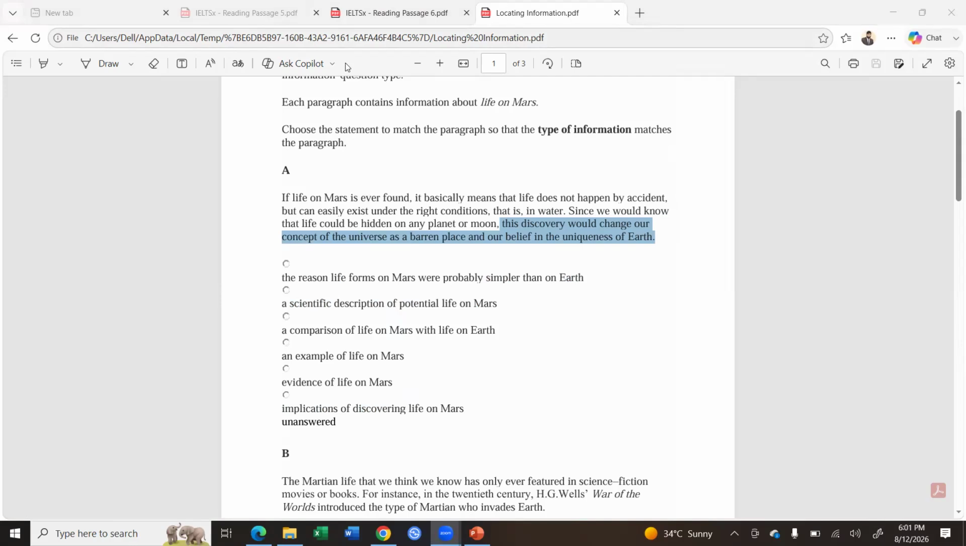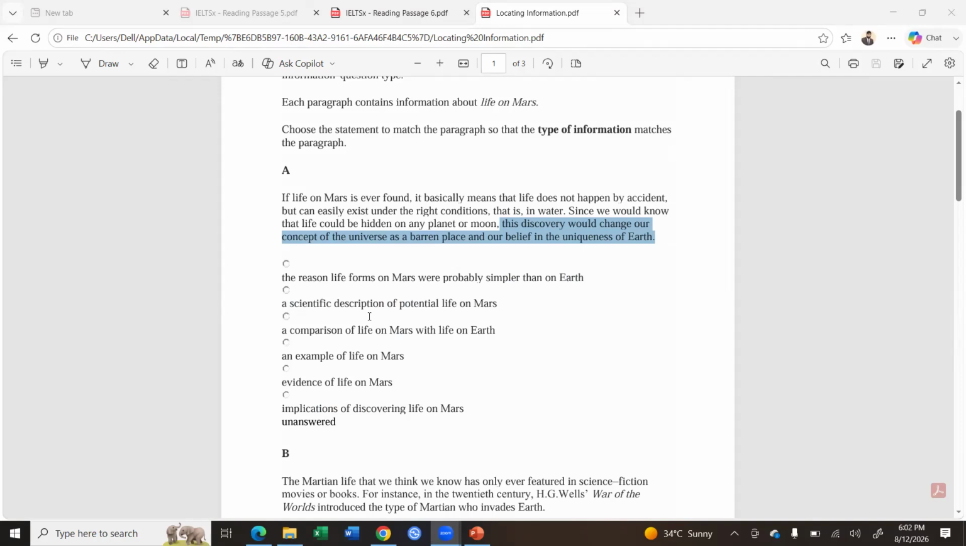Now, a scientific description of potential life on Mars and implication of discovering life on Mars. These are two possible options. Now, tell me, what do you think is the most suitable one? Again, with logic, okay? You have to tell me why you think it is this one or the last one that is the right option. Sir, a scientific description of potential life on Mars. Why?